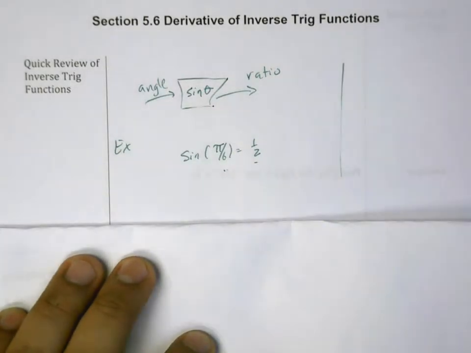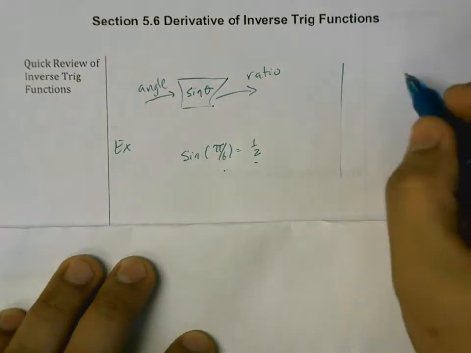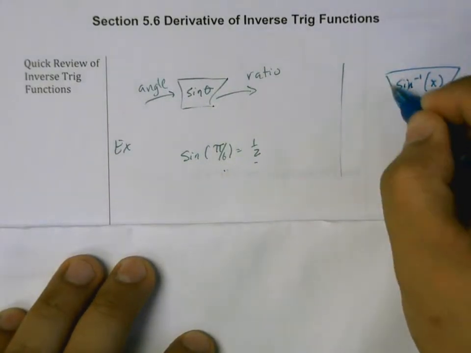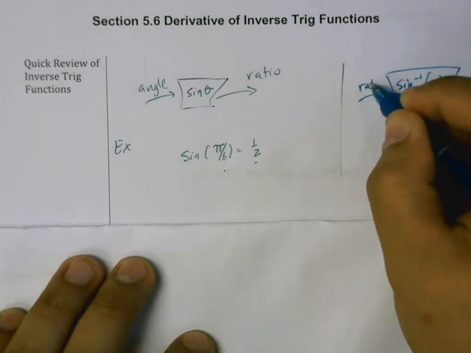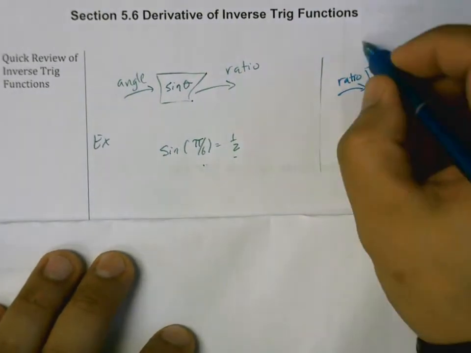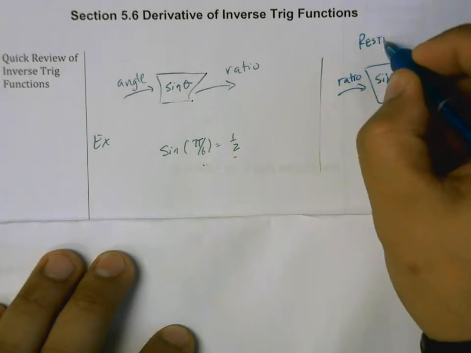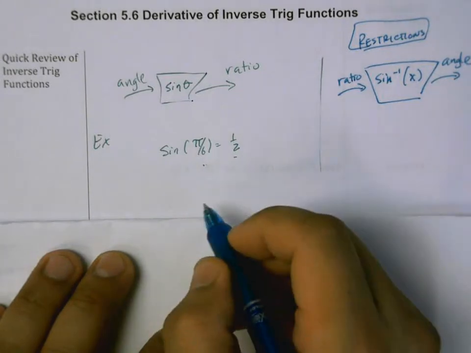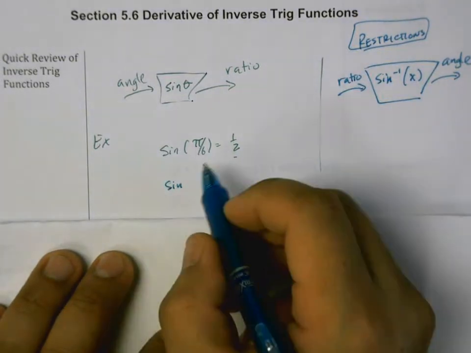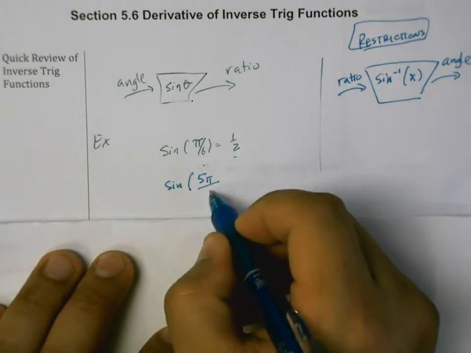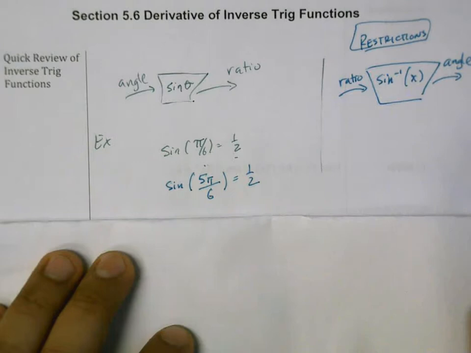So then the inverse function would be where we have sine inverse of x, and our machine takes in a ratio and it outputs an angle. Okay. And there are some restrictions to this. For example, over here we can also pass in sine of 5 pi over 6, and we'll also get 1/2.